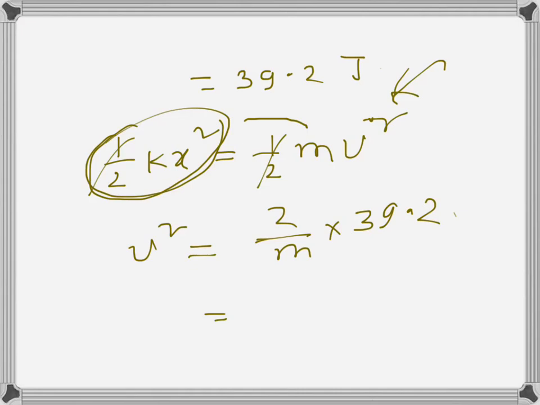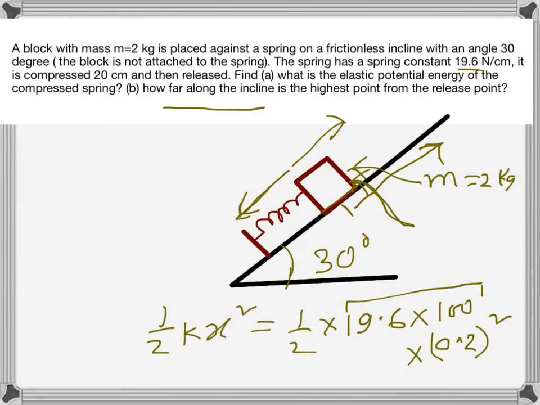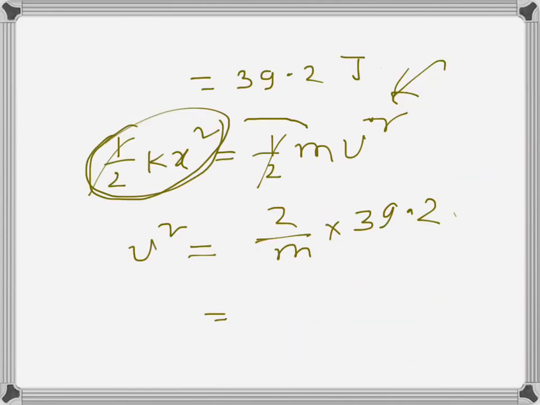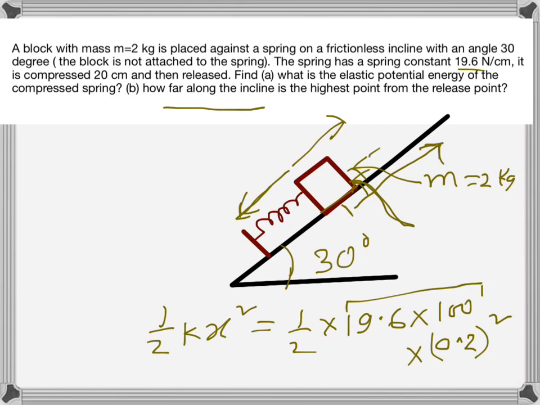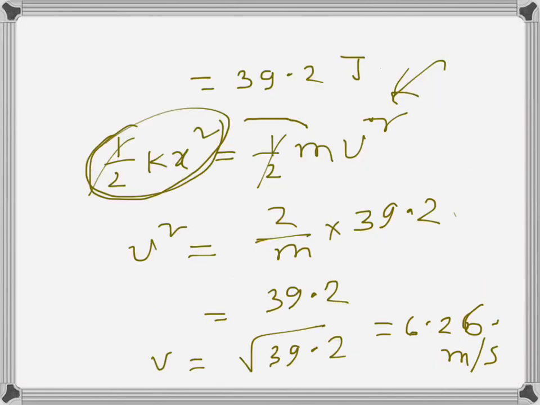So m is 2, the mass of the block is 2 kg, so this is 39.2 basically, and v is the square root of that, square root of 39.2, which is 6.26 meters per second. So that is the initial velocity. Now we need to know how far it goes in that direction, upward along the hill.